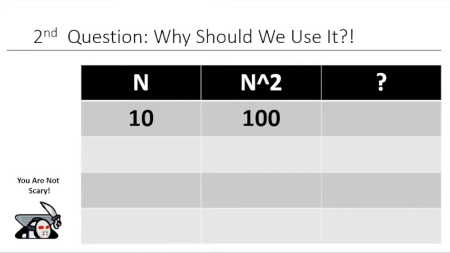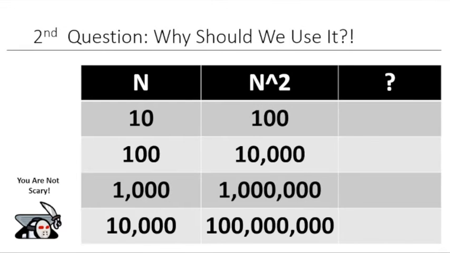But what about quad tree? What is the big O notation of quad tree? Let's look at more examples. 100 is 10,000, 1,000 is a million, and 10,000 is 100 million. That's crazy. So let's look at quad tree.